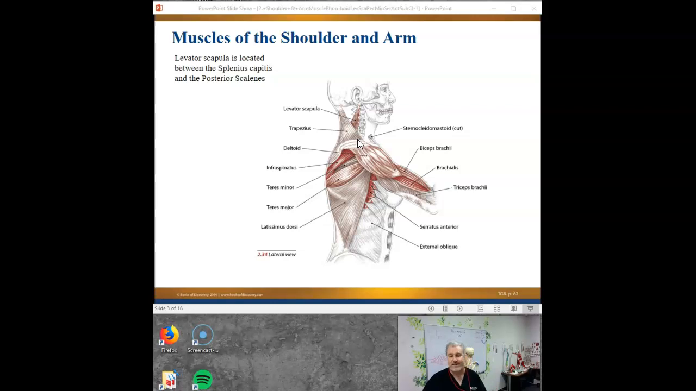They lie deep. So if there's a question, I don't know if there is one, by the way, I'm not trying to set you up, but I'm just trying to get you to understand. The rhomboids are deep to the trapezius. The trapezius is superficial to the rhomboids. Does that make sense? Okay. Yes? Okay.